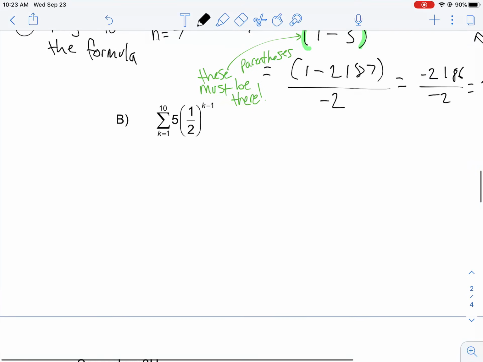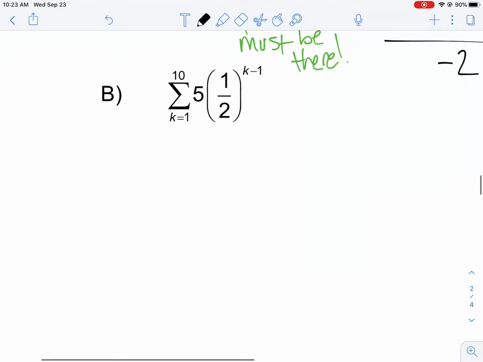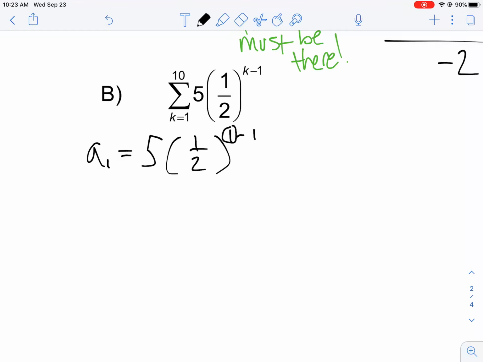Alright, so let's move on to the next example. So this one is already in sigma notation. So we still do the same steps. We need to get our basic information out. So our first term is what we get when we plug in the lower limit. So we start at 1, so we're going to be plugging in 1. So 1 half to the 1 minus 1, because lower limit k equals 1, so we plug in 1 to start out with. And then we just simplify it to get our first term.